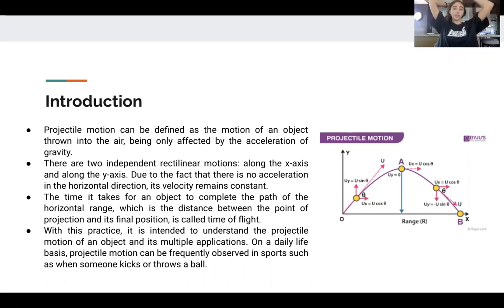The time it takes for the object to complete the path of the horizontal range, which is the distance between the point of projection and its final position, is called time of flight.